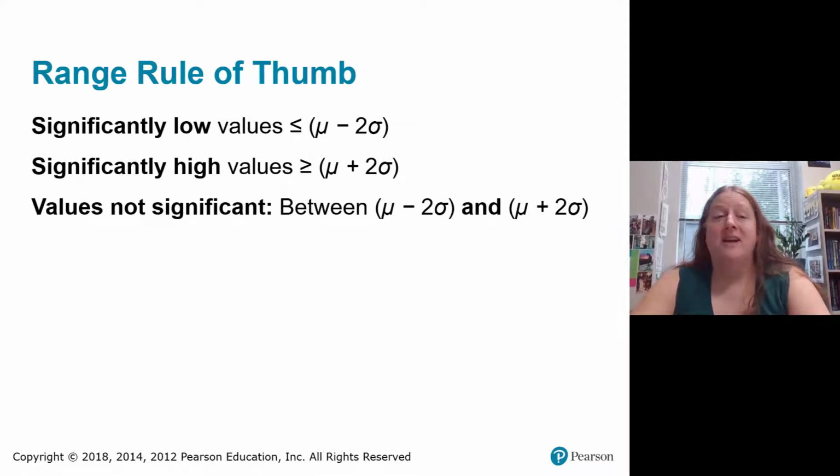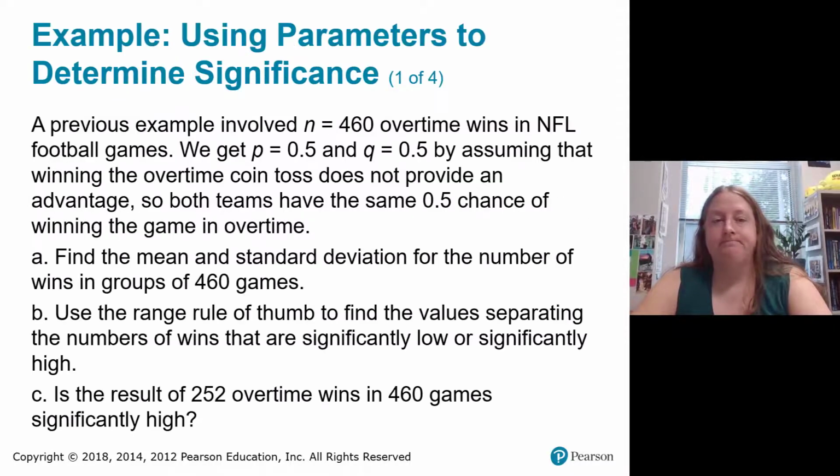We also still have our range rule of thumb that we can use to determine if outcomes are significantly low or significantly high. Values less than the mean minus 2 standard deviations will be significantly low. Ones higher than the mean plus 2 standard deviations will be significantly high. And everything in between will be values that are not significant.